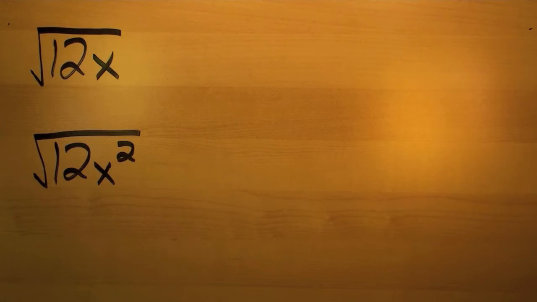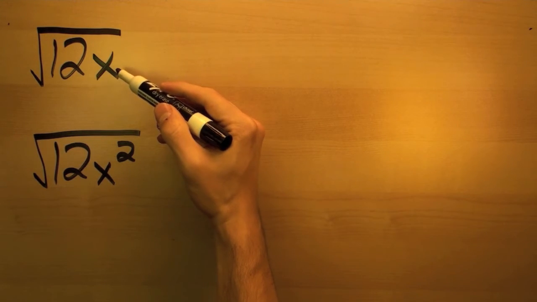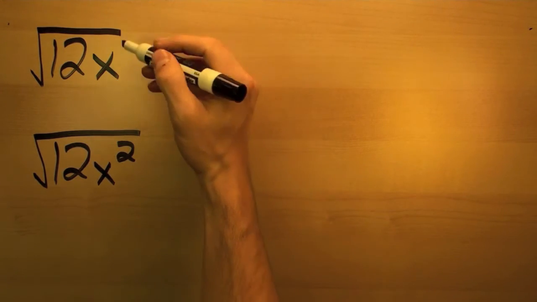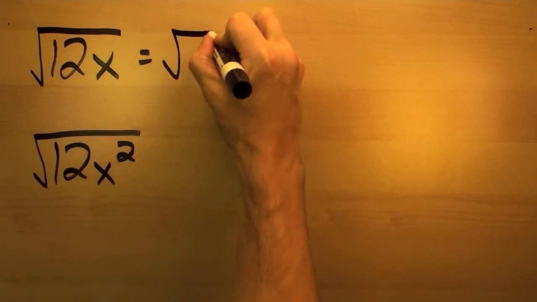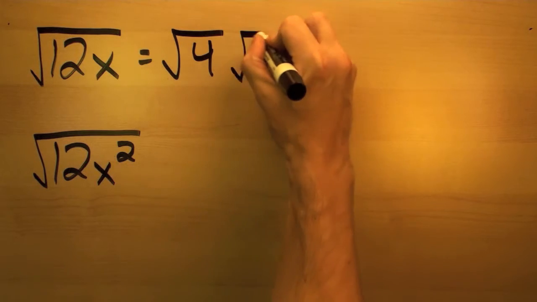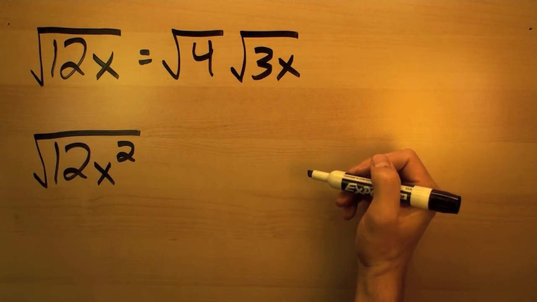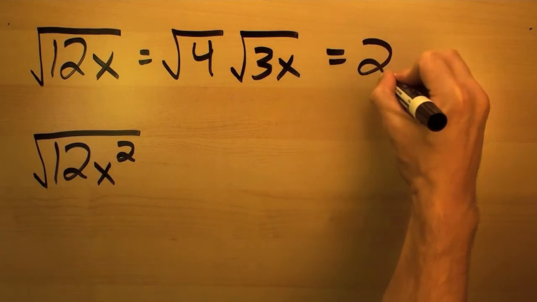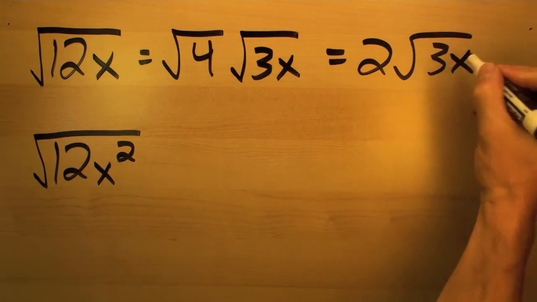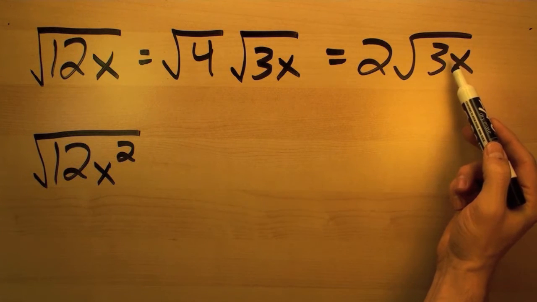We use the same properties when simplifying variables in our roots. So if we look at the square root of 12x, we want to separate out any perfect squares. So this would be the square root of 4, which is a perfect square, leaving us with the square root of 3x. The square root of 4 becomes 2, leaving us with 2 square root of 3x. And 3x doesn't have any perfect squares in it, so we're done.